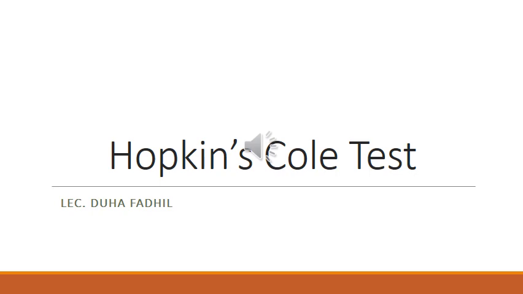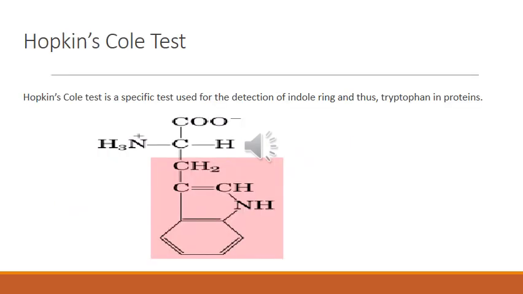yield a positive result. Also, the reaction involves a nitration of the ring of the phenolic compound, which then complexes with mercury to result in a red colored compound. The Hopkins-Cole test is specific for tryptophan. Tryptophan contains an indole ring, so this test is specific for an indole ring and tryptophan.